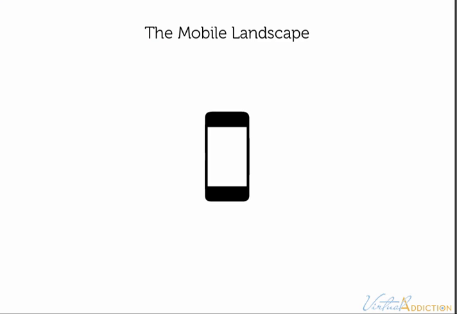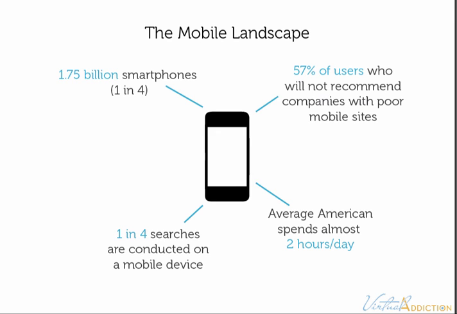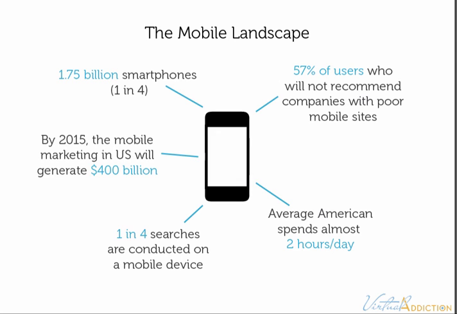So to sum up what we're talking about, you really want to think about the mobile landscape. Here's a couple more things for you to think about before we move on. 1.75 billion smartphones, that's 1 in 4 people, are being used worldwide. 57% of users would not recommend companies with poor mobile sites. The average American spends almost 2 hours a day on a mobile device. 1 in 4 searches are conducted on a mobile device. And finally, by 2015, the mobile marketing in US is going to generate $400 billion.